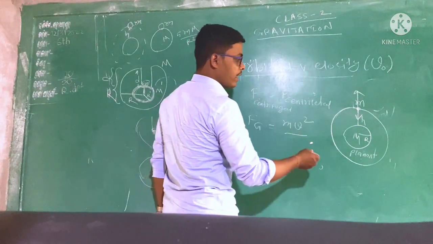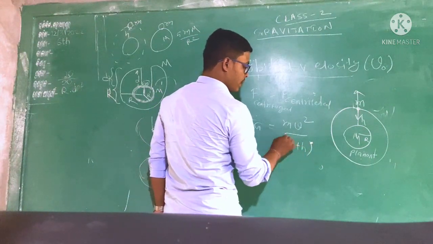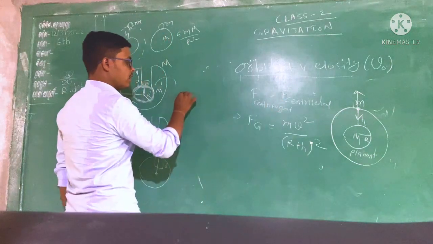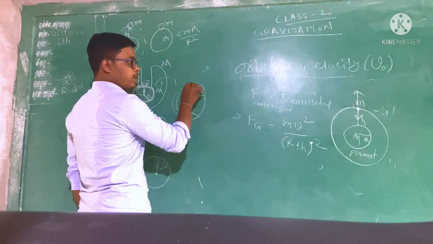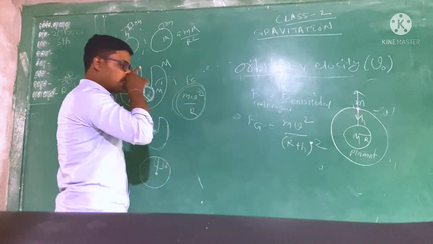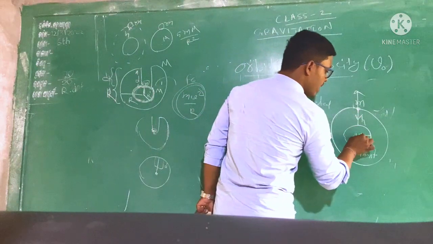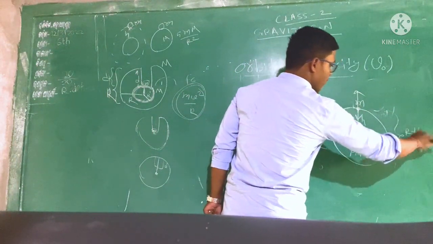What is the r value? This is the central distance, right? R plus h. What is the centrifugal force equation? This is m v square by r. But remember, this r is the central distance. So here the center is there and here the center is there. So the central distance is this one and this is R plus h.